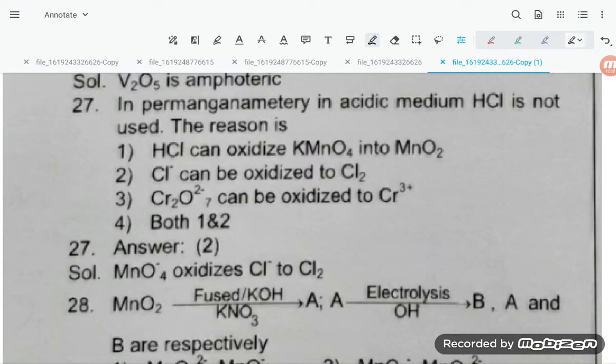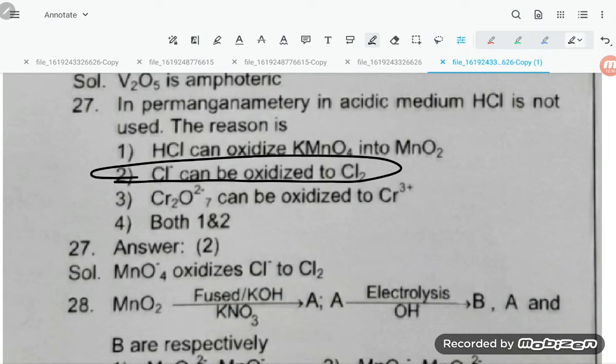In permanganate titrations in acidic medium, HCl is not used. The reason is that the Cl- ion is oxidized to Cl2. The permanganate ion, MnO4-, oxidizes the Cl- ion to Cl2, so it is not used there.